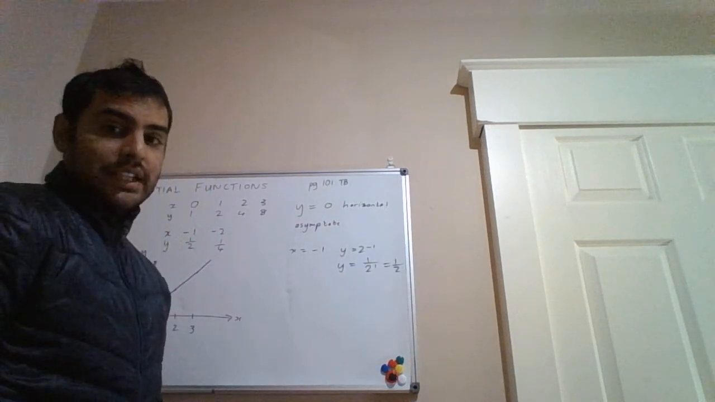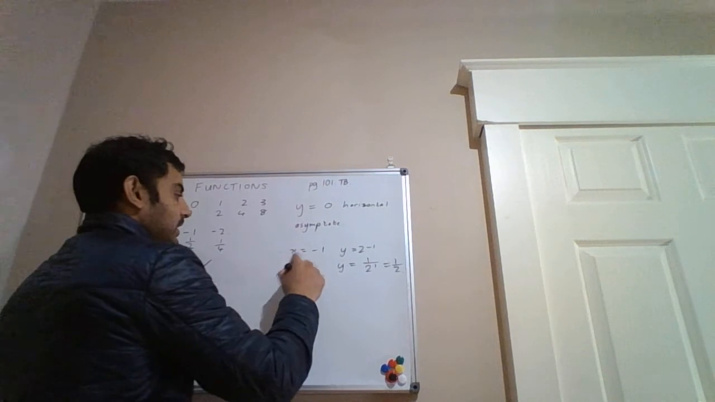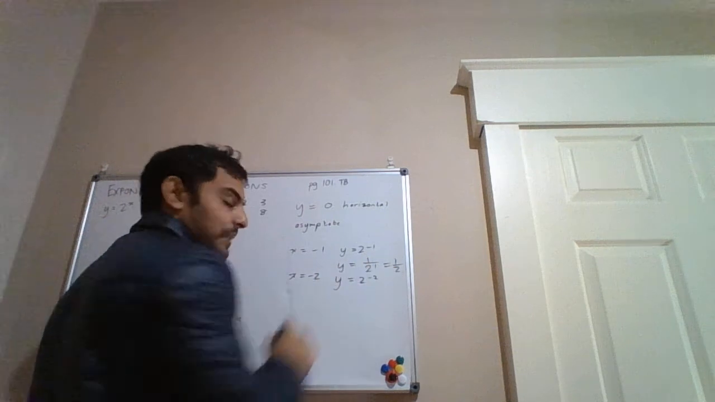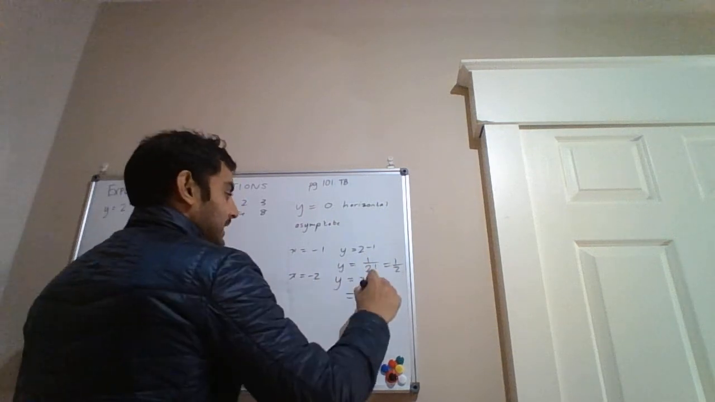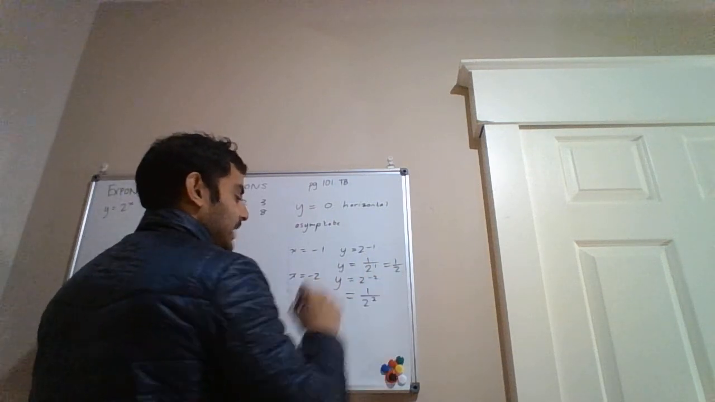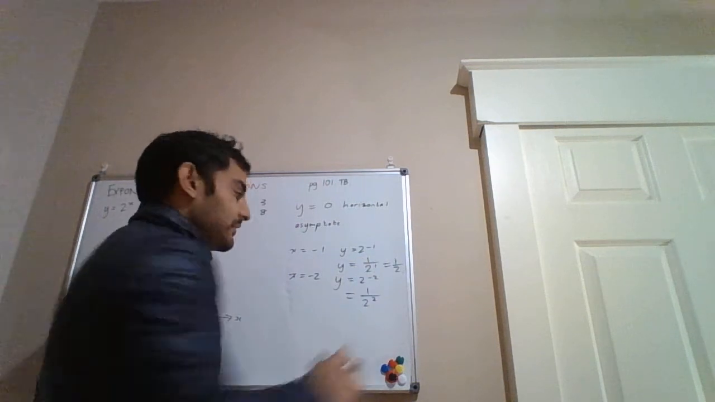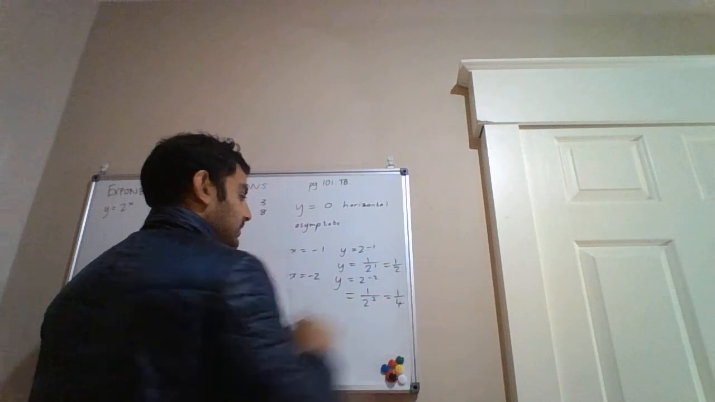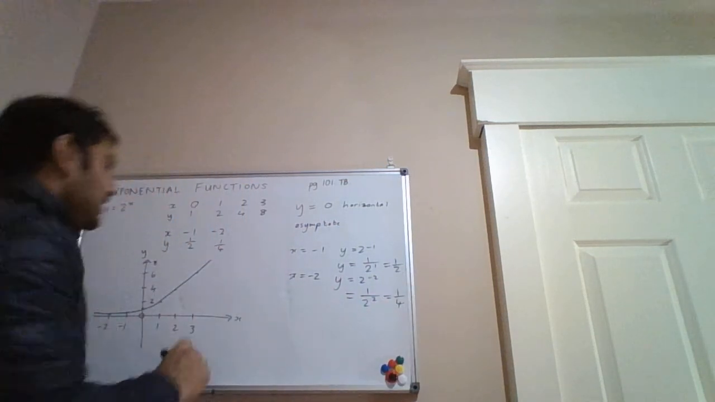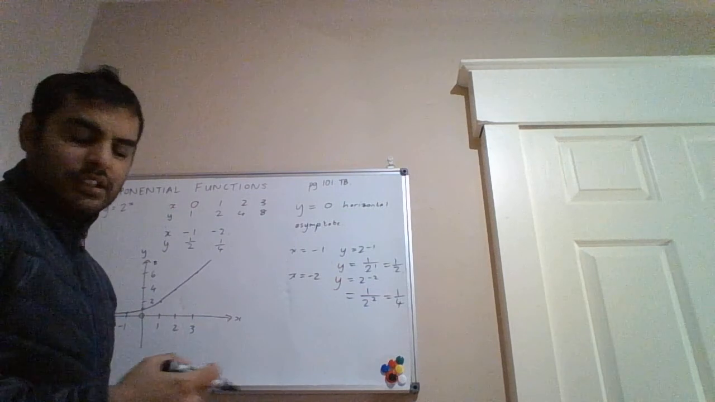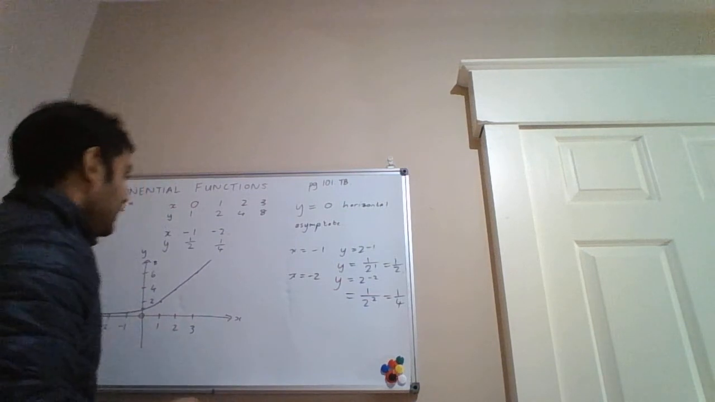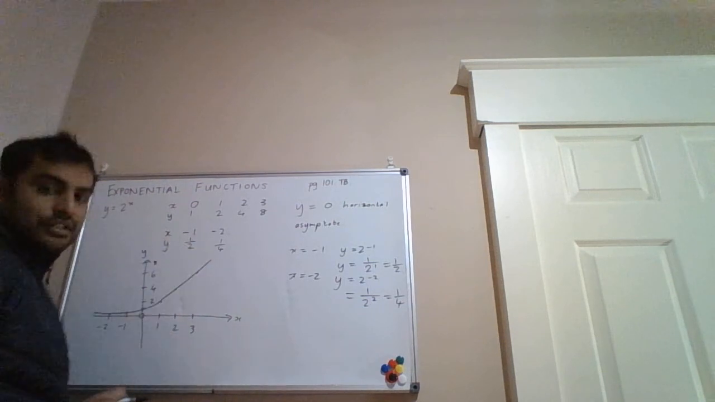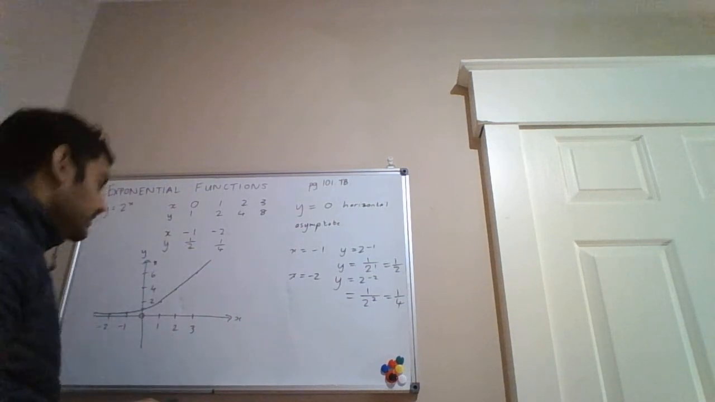So you can double check this on your calculator. If x equals minus 2, y equals 2 to the power of minus 2. So our rule says we flip it and change the sign from negative to positive. So 2 to the power of 2 is 4, so this comes out to 1 over 4. You can also check it on your calculator if you're not familiar with this. So we have our list of x values and our list of corresponding y values.